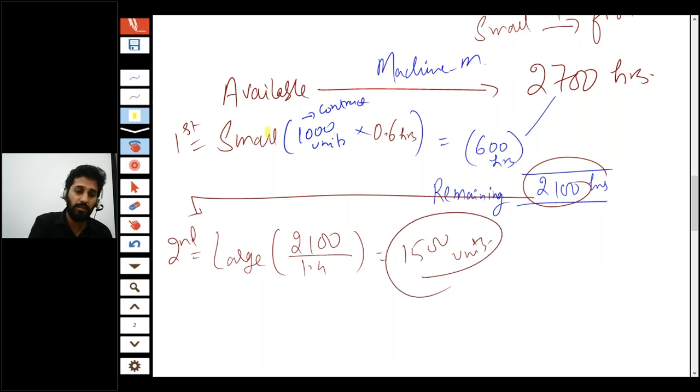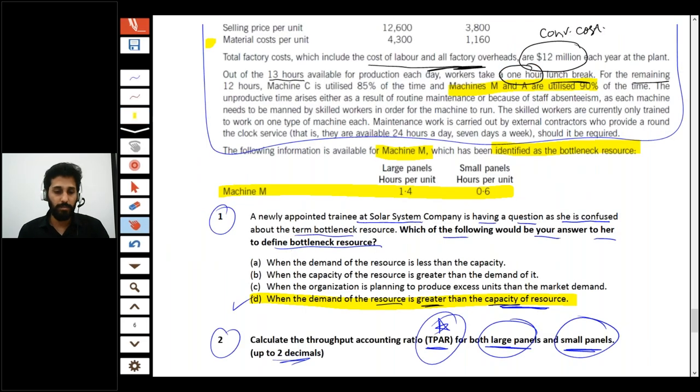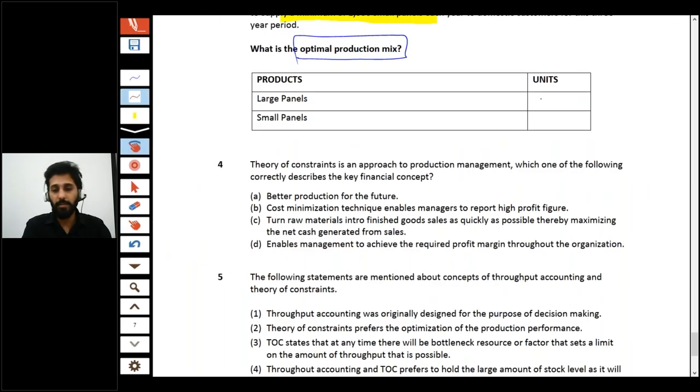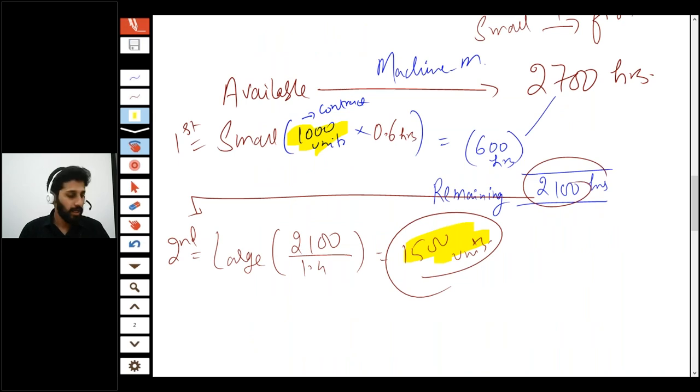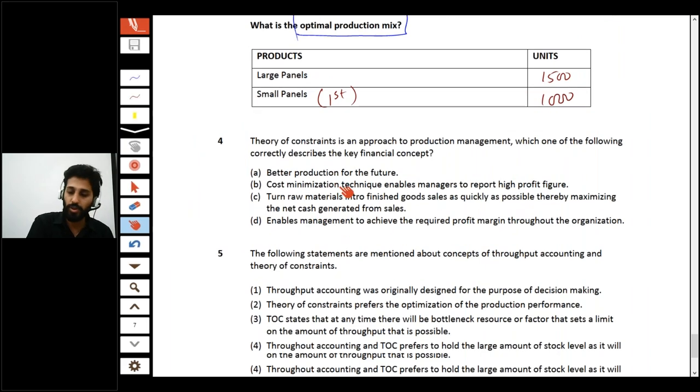So the lesson we have learned is that despite the profitability ranking, we need to consider our contractual obligation first. Once the contractual obligation has been met, you proceed towards the large product. So my answer is that I am making 1500 large, but small will be made first, that is 1000. This is the optimal production plan.